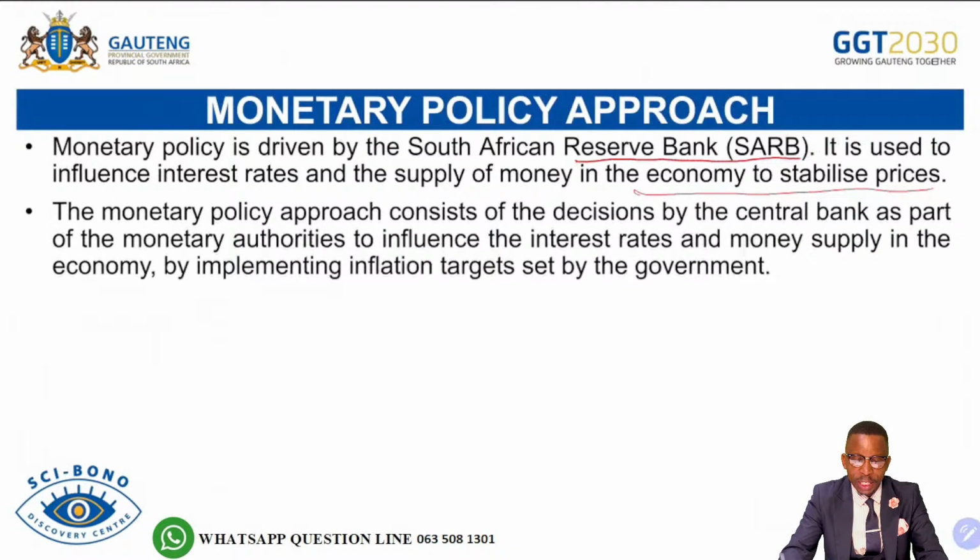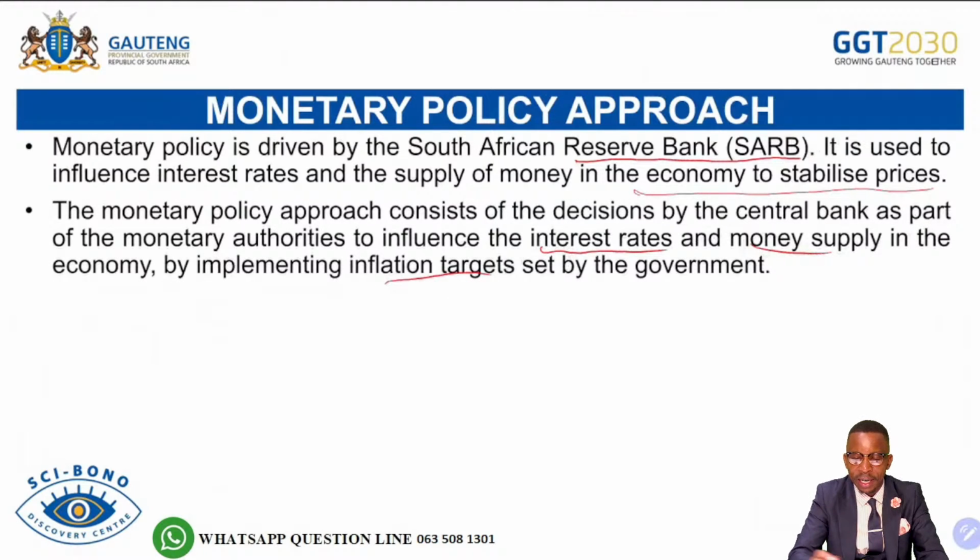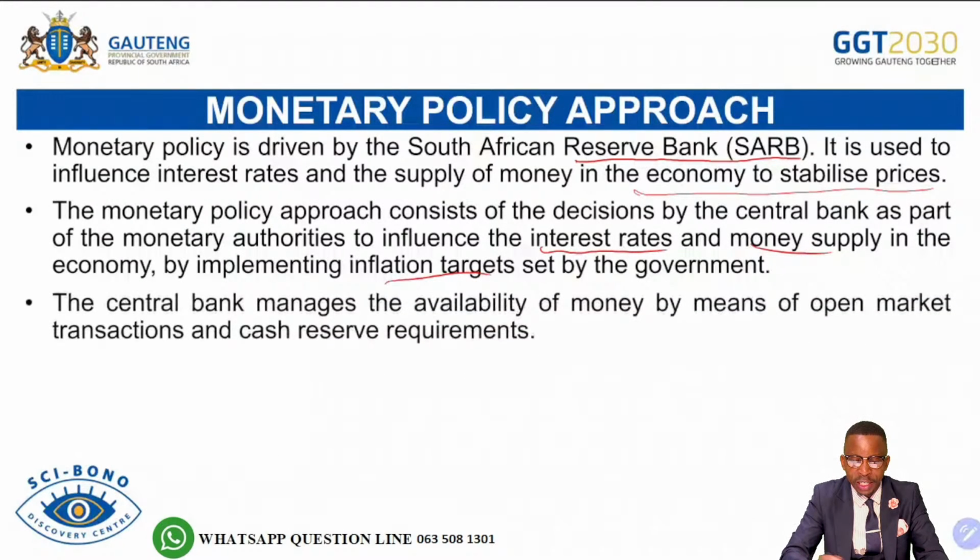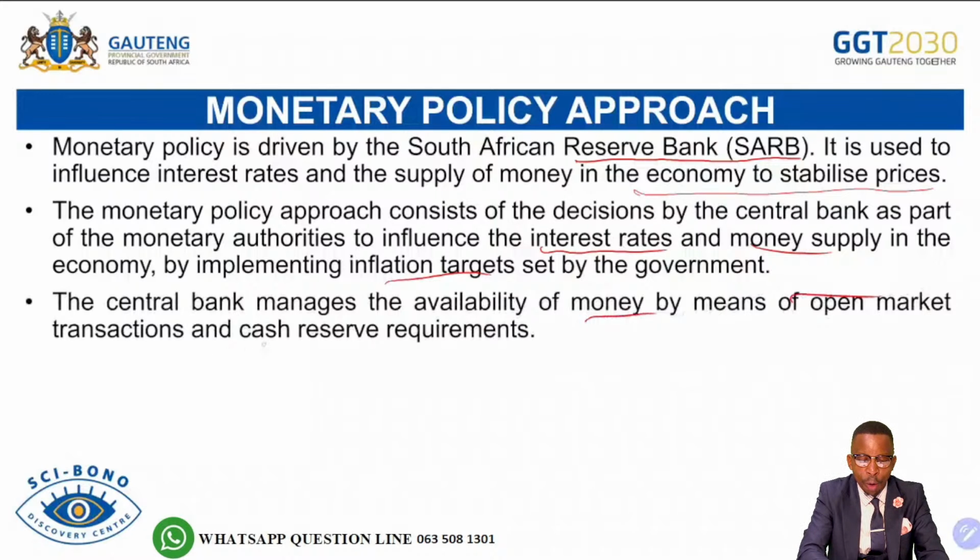The monetary policy approach consists of decisions by the central bank or reserve bank, as part of the monetary authorities, to influence the interest rate and the money supply in the economy by implementing inflation targets set by the government. The central bank manages the availability of money by means of open market transactions, cash reserve requirements, moral persuasion, as well as the interest or repo rate.